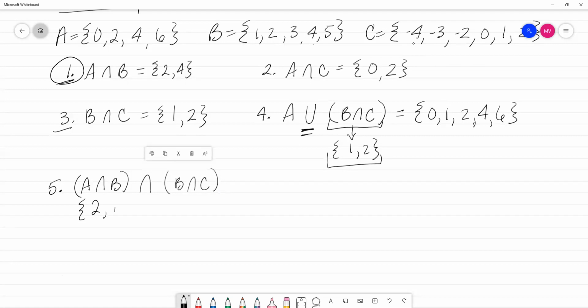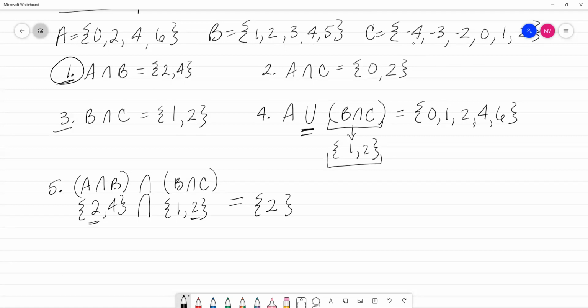2 and 4, right. And then that intersected with B and C, which we defined at number 3 is 1 and 2. So what element intersects both of these sets? Yep, that's it, and that's our answer, because that's the only one that exists in both.